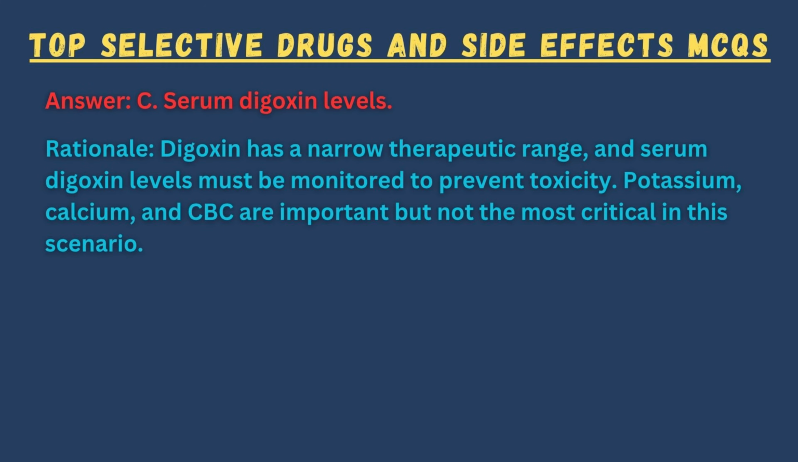Answer. C. Serum digoxin levels. Rationale. Digoxin has a narrow therapeutic range, and serum digoxin levels must be monitored to prevent toxicity. Potassium, calcium, and CBC are important, but not the most critical in this scenario.